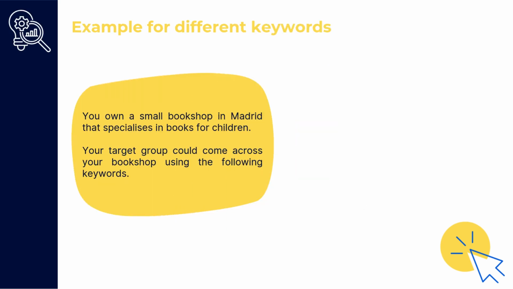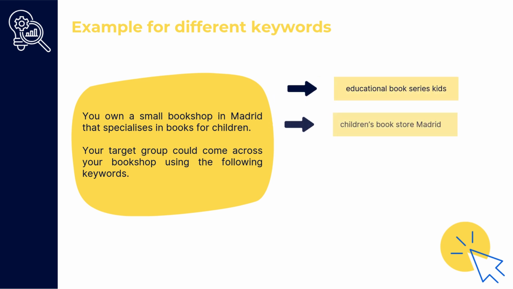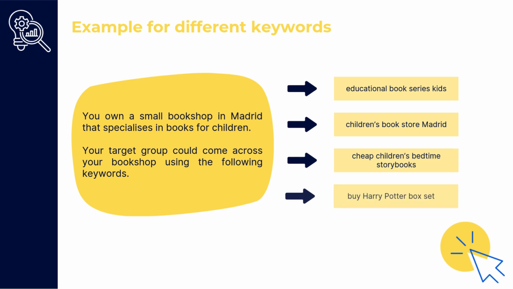To give you a clearer picture, let's use an example. Imagine you own a small bookstore in Madrid that specializes in children's books. How might each type of keyword come into play? An informational keyword could be "educational book series kids." The user isn't ready to buy yet. They are researching and gathering information. A navigational keyword might be "children's bookstore Madrid," where the user is looking for a specific product at a specific store. For commercial keywords, think of something like "cheap children's bedtime storybooks," where the user is weighing their options and looking for a deal.